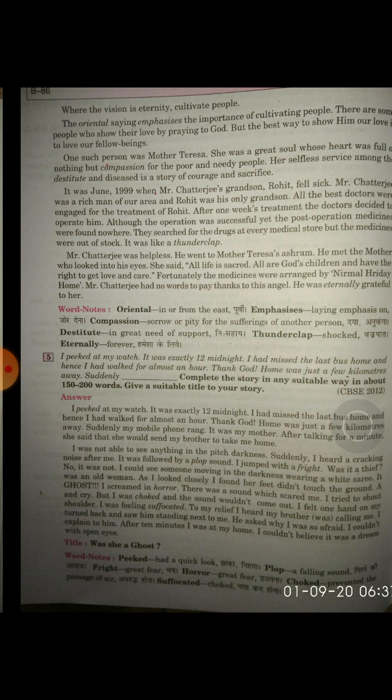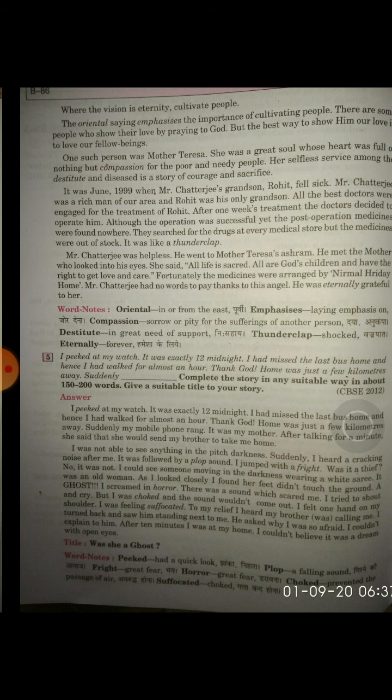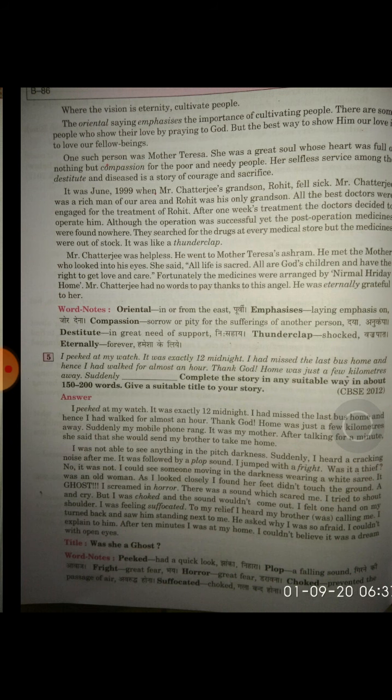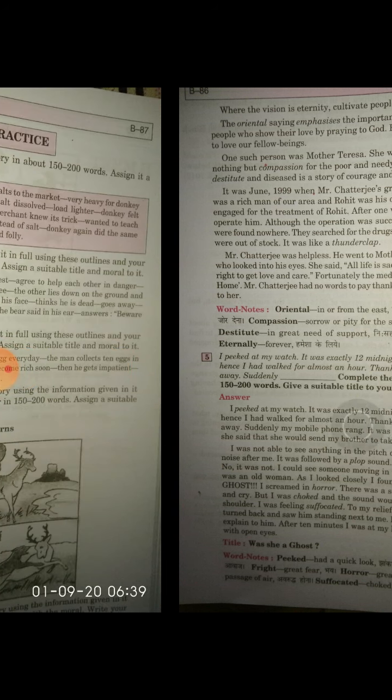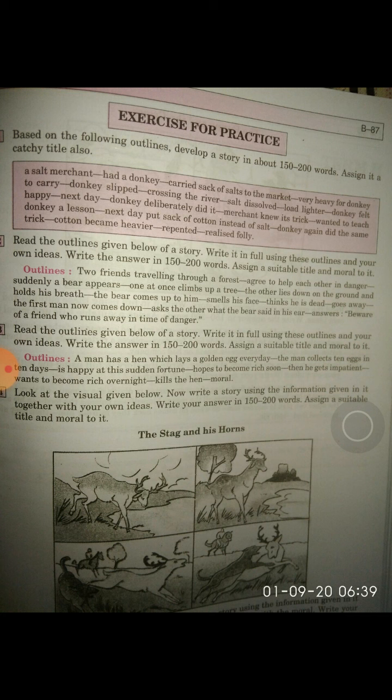Dear children, in different ways, such kind of questions may be asked to you in your examination. So, you should be careful. Now, there are some questions for you. You have to do this. You can read these questions by yourself. Try to write.